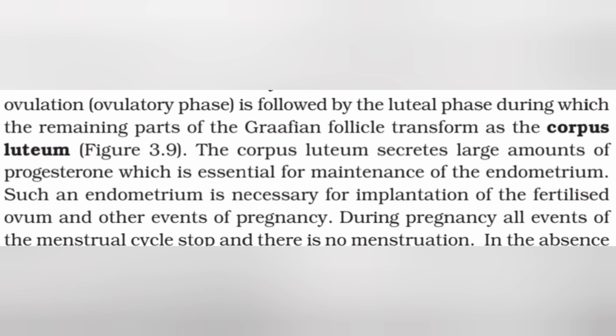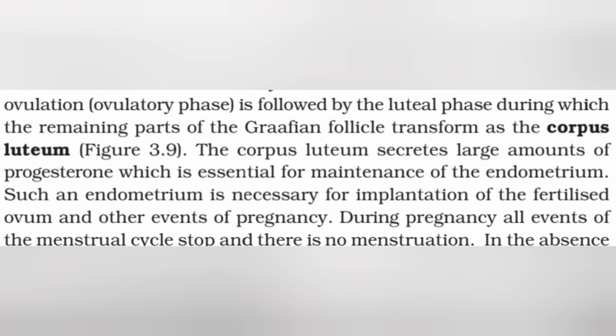Ovulation is followed by the luteal phase, in which the remaining parts of the follicle act as the corpus luteum. It becomes secretory and secretes a large amount of progesterone, which is essential for the maintenance of the endometrium. Such an endometrium is necessary for implantation of the fertilized ovum that occurs in pregnancy. But in the absence of pregnancy, the endometrium breaks off. During pregnancy, all events of the menstrual cycle stop and there is no menstruation.